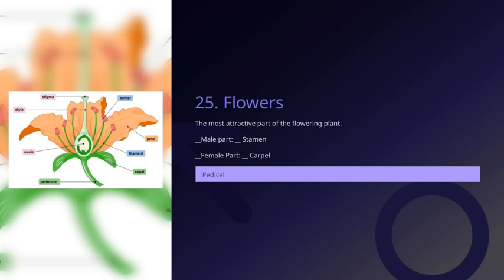The carpel includes the stigma, style, and ovary, and it's where fertilization occurs to develop seeds. Additionally, we see the pedicel here, which is the stalk that supports the flower, connecting it to the plant stem. Understanding these parts helps us appreciate how flowers function in the plant's reproductive cycle and how they attract pollinators to ensure the survival of the species.